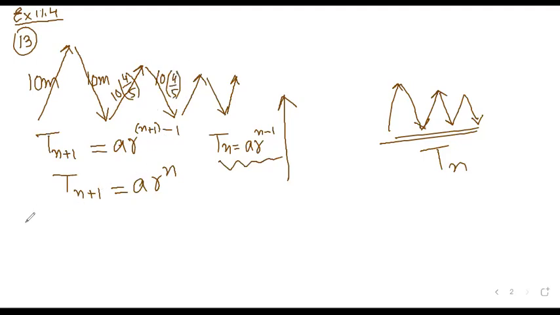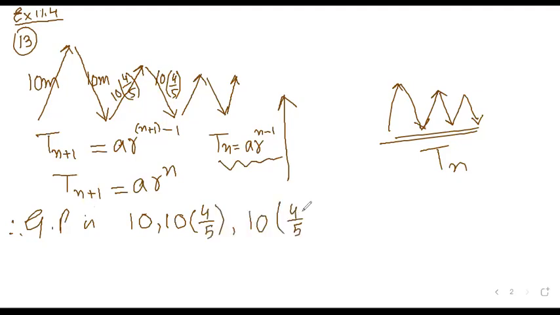So the GP is 10, and then 10 multiplied by 4 upon 5, then 10 multiplied by 4 upon 5 squared, and so on. But you might be thinking, the two numbers are 10 and 10 everywhere, these are the same. So what will we do?